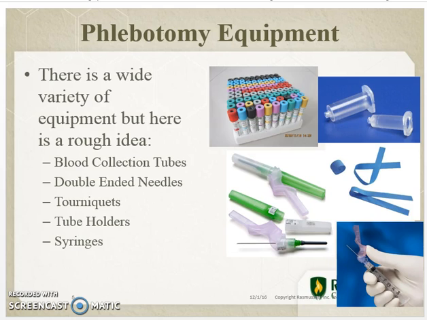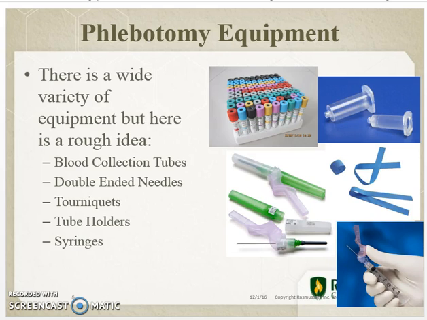You will use tourniquets to help you collect your sample. These are elastic bands that should be placed about 2 to 3 inches above the puncture site and only should stay on for 1 minute. Any longer and it starts to actually make your blood sample inaccurate.